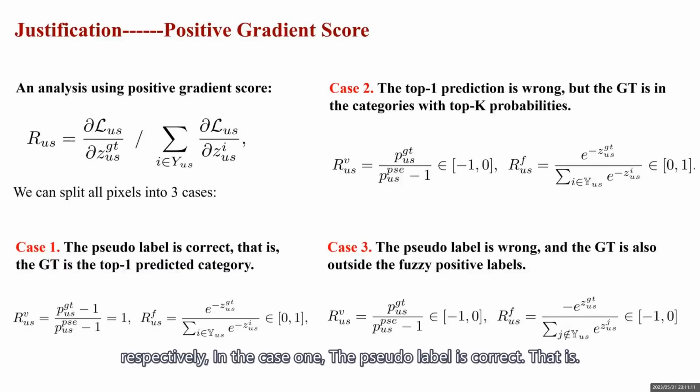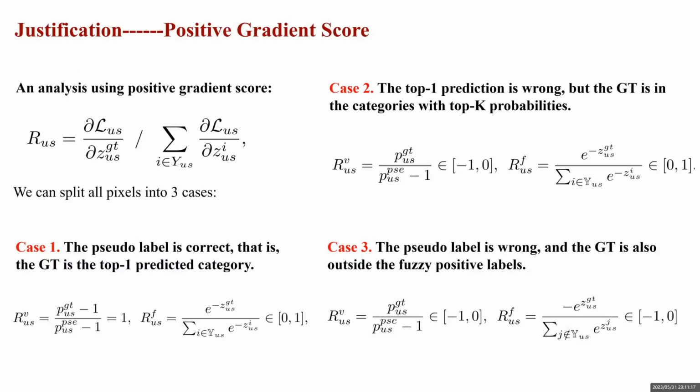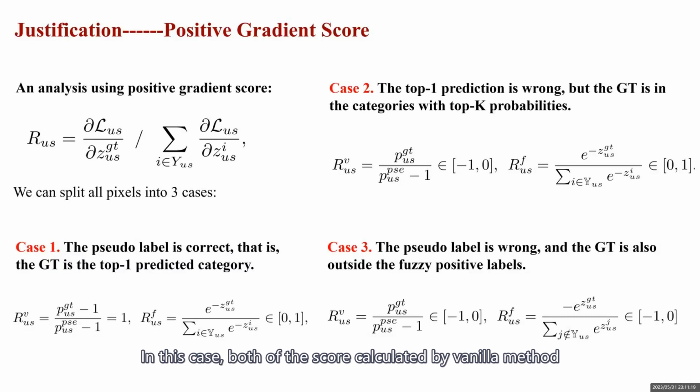In case 1, the pseudo-label is correct, that is, the GT is the top one predicted category. In this case, both of the scores calculated by the vanilla method and our method are positive, and our score is slightly smaller than the vanilla score.